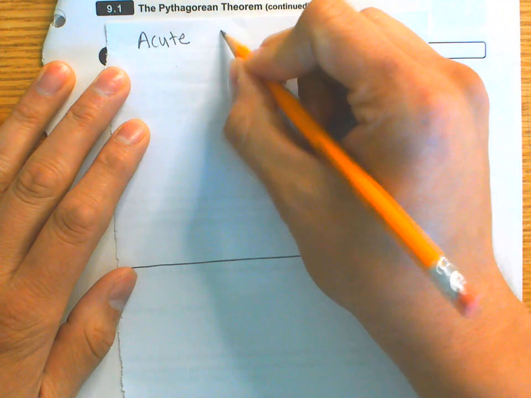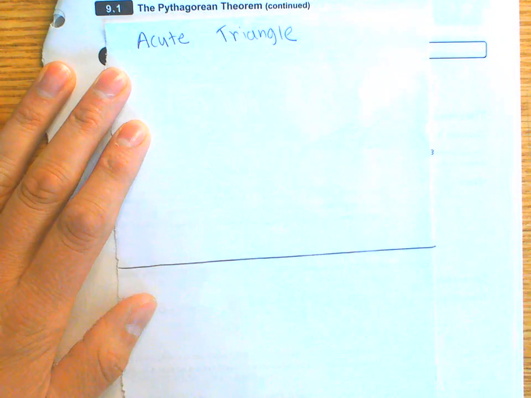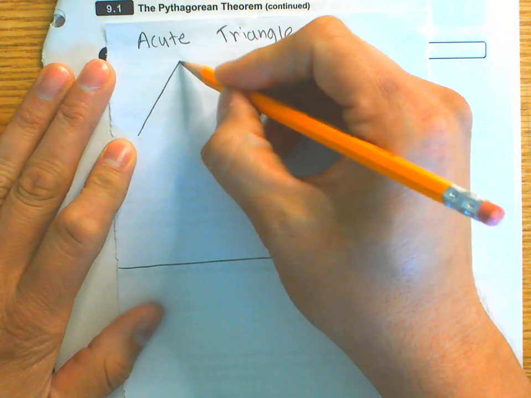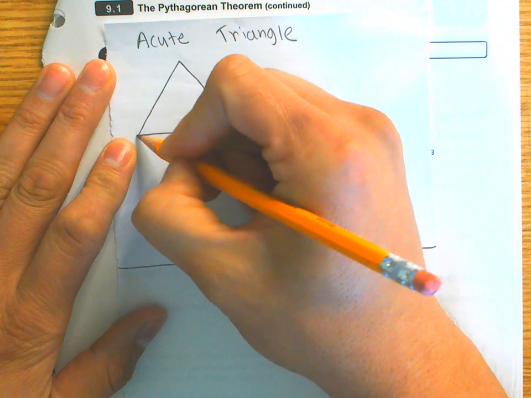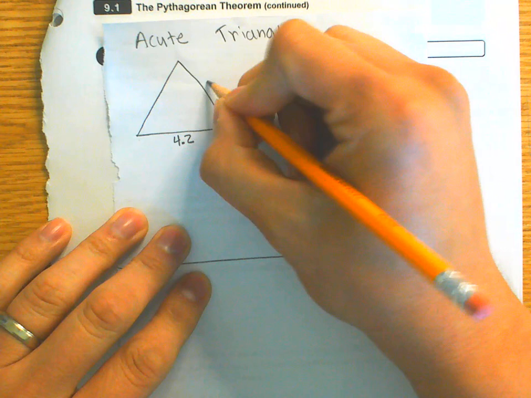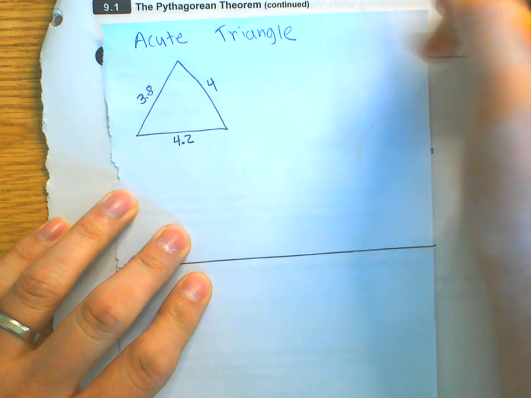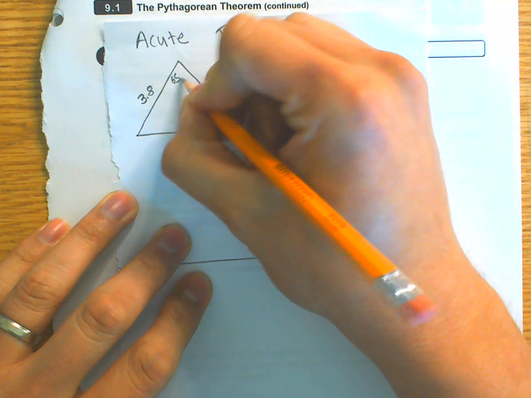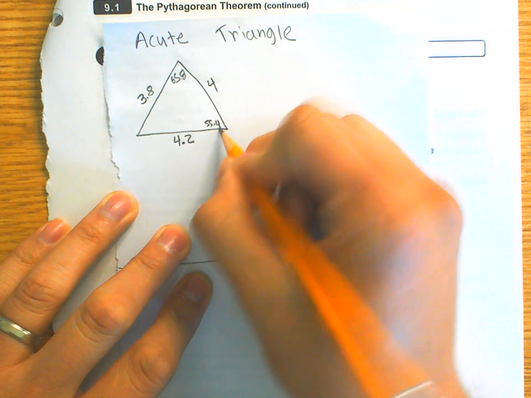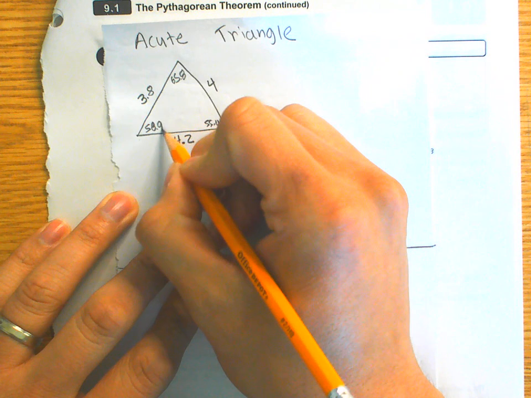Okay, so let's look at the acute triangle first. And the triangle is going to look something like this. So just go ahead and sketch it. It does not have to be even to scale. Okay, this is going to be 4.2. This is going to be 4. And this is going to be 3.8. Now the angles for this happen to be about 65.8, 55.4. Now the purpose of these angles is literally just so you can see that it is an acute triangle.